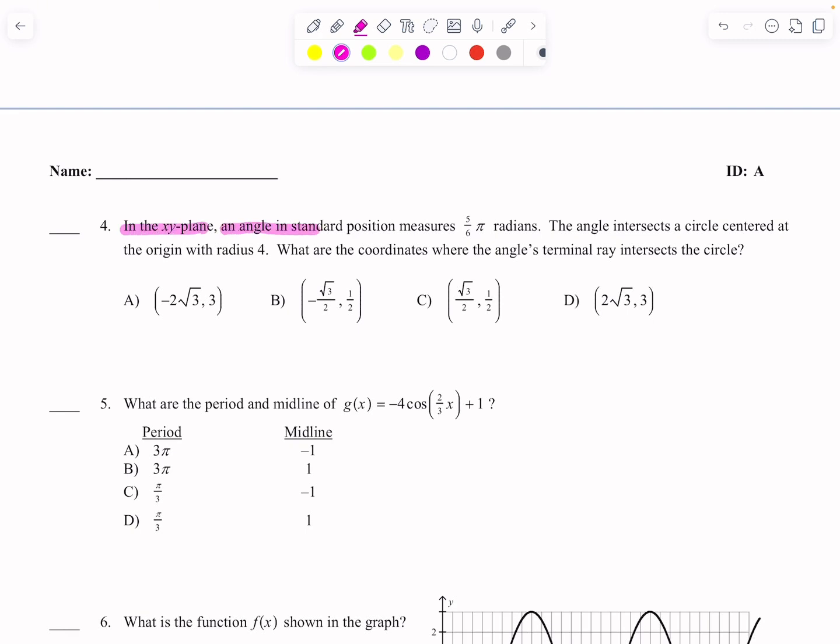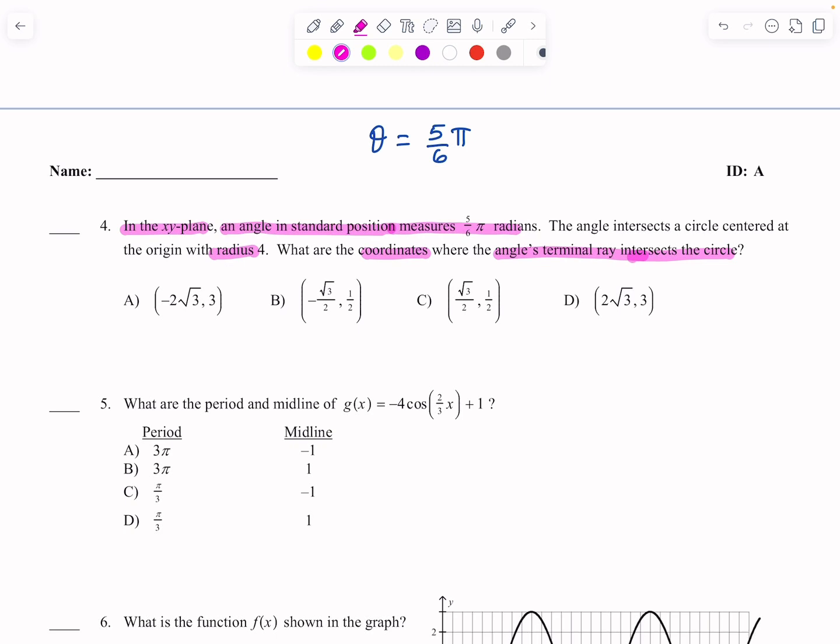It's saying that in the xy plane, the angle is in the standard position, and it measures 5 over 6 pi in radians. So I know my angle to be 5 over 6 pi. And then if you read further, it says that the angle intercepts a circle centered at the origin with radius 4. So the radius is 4. Now it's asking me to find the coordinate where the angle intercepts the circle.